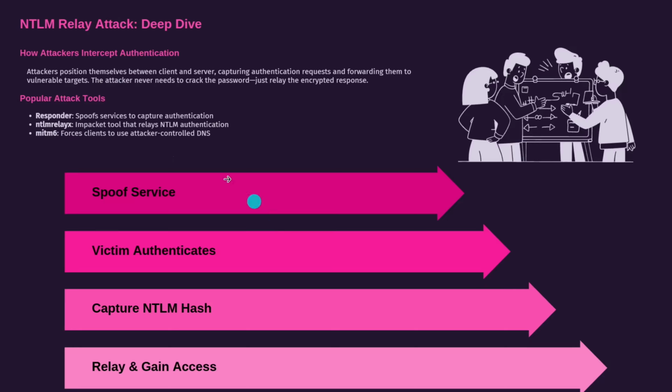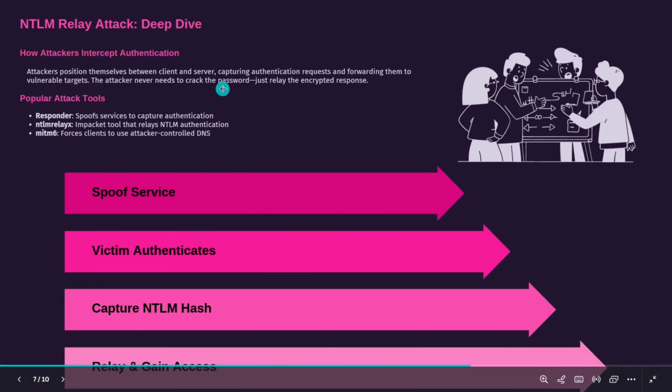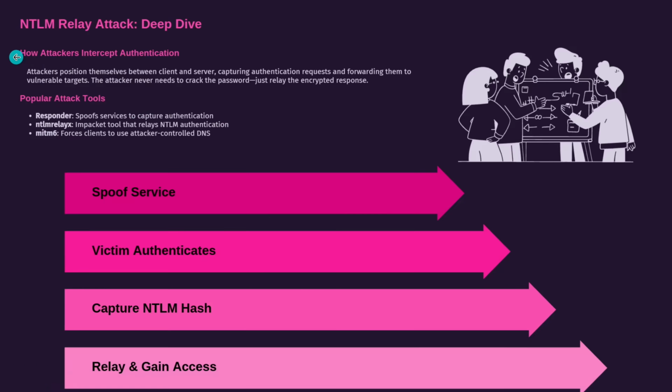Let's deep dive into the NTLM relay attack. How does the attacker intercept authentication, you might ask. The attacker positions themselves between client and server, capturing authentication requests and forwarding them to the vulnerable target. The attacker never needs to crack the password, just relay the encrypted response. Yes, just take it, push it, no cracking.